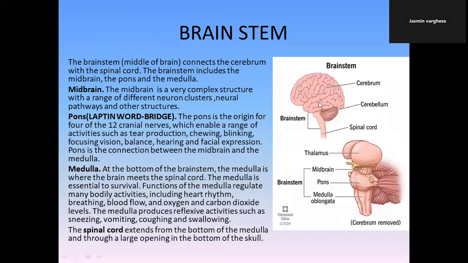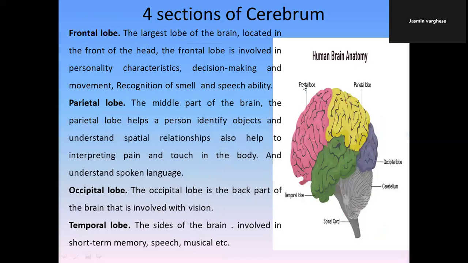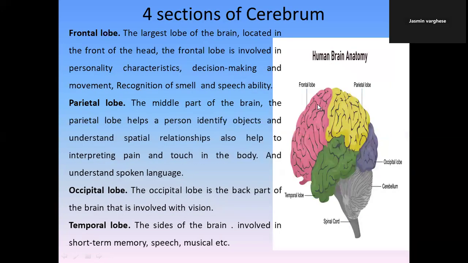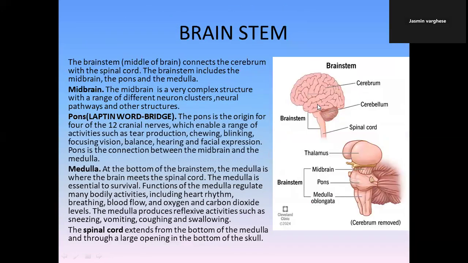Now we will see the second part of the brain, that is brainstem. I've told you there are 3 major parts of our brain: cerebrum, brainstem and cerebellum. We had a discussion regarding cerebrum. Now we will see brainstem. Brainstem is the middle of the brain, connecting cerebrum with the spinal cord. The brainstem includes midbrain, pons and medulla.